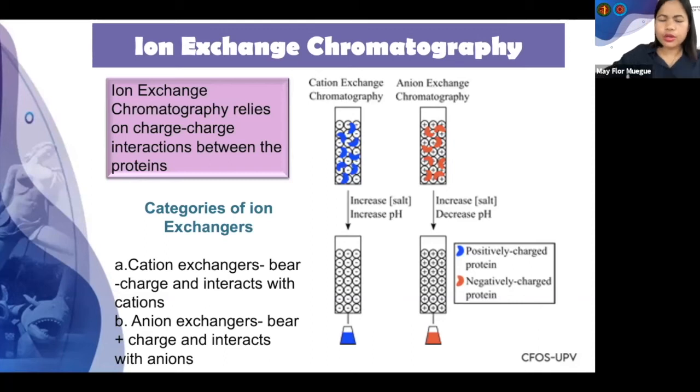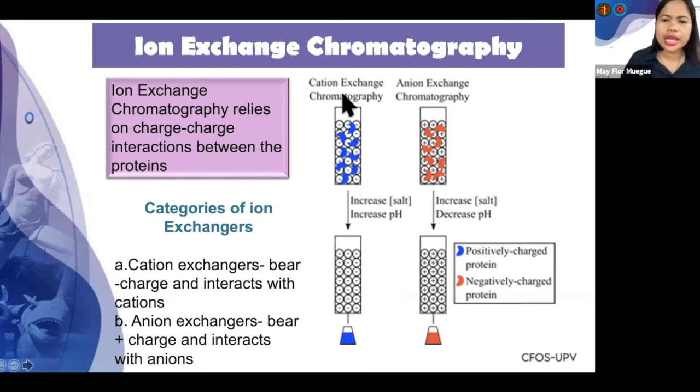So, ito yung tingnan ninyo. Ito yung cation exchange, no? Ito naman yung anion exchange chromatography. Pag sinabing cation, positive siya. So it bears a negative charge para ma-attract niya yung mga cations. So ayan, don't be confused. Yung anion naman, it bears a positive charge, no, to attract the anions. Kaya sila may pangalan na cation for cations and anion exchangers for anions. Okay?